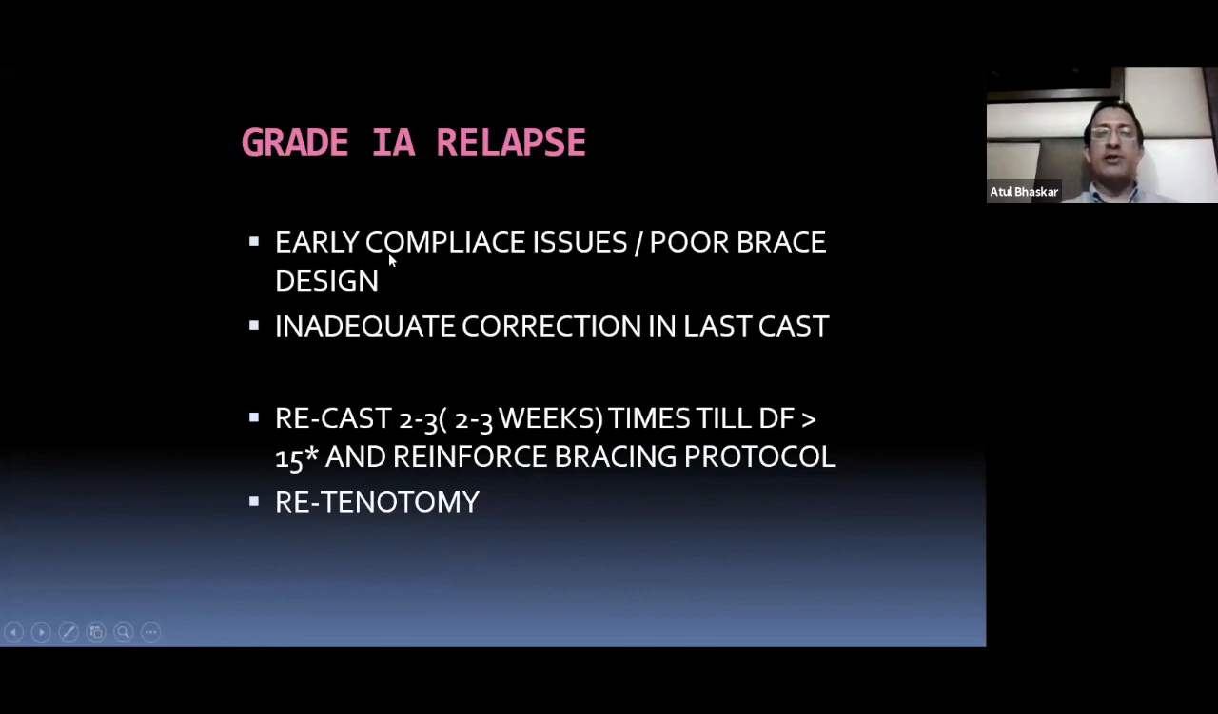So in the exam, always ask for brace compliance, whether they've been using the brace for 23 hours a day. If they've not been using the brace for adequate time, that means there is a high chance they will relapse.